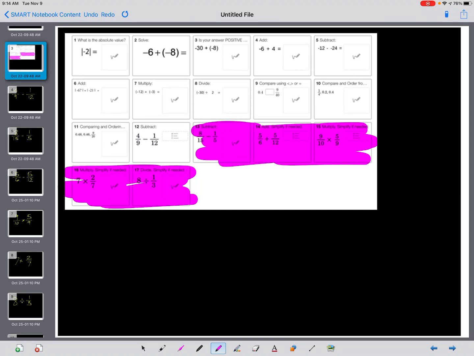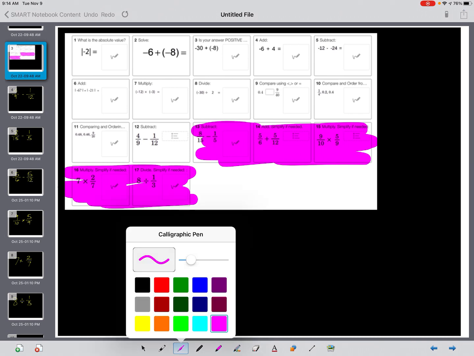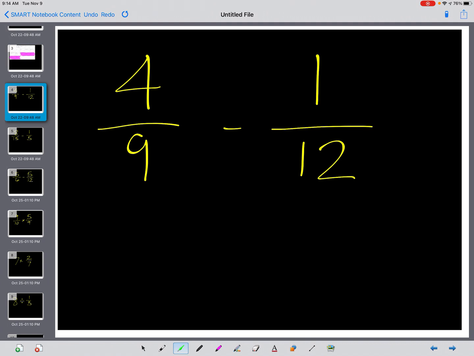All right, so this will be the second part of the first marking period exam review, and I've highlighted in magenta here the remaining problems, 13 through 17. They all have to do with subtraction, addition, multiplication, and division of fractions. I'm going to show you exactly how to do that right here. First problem is 4/9 minus 1/12.